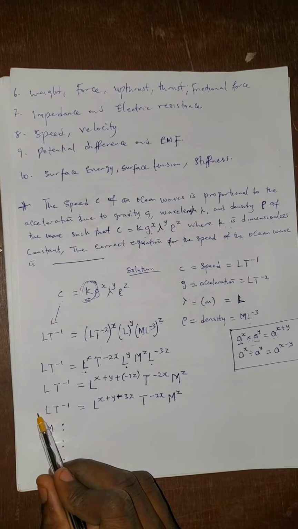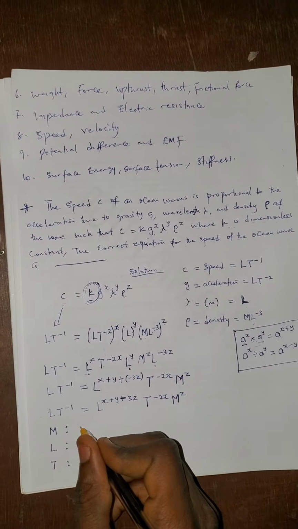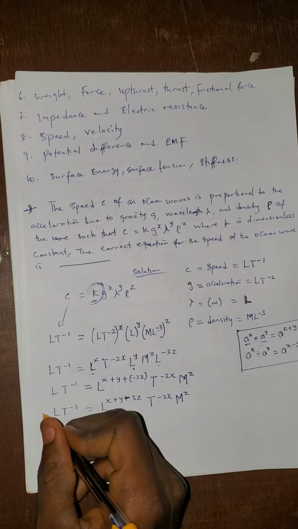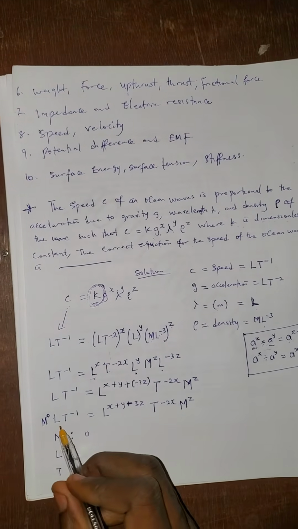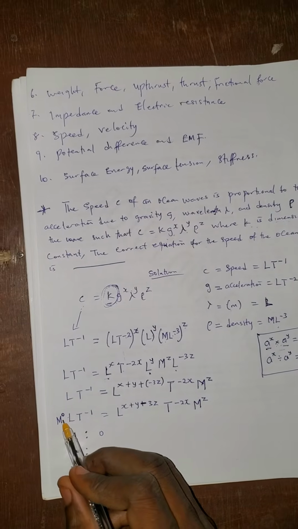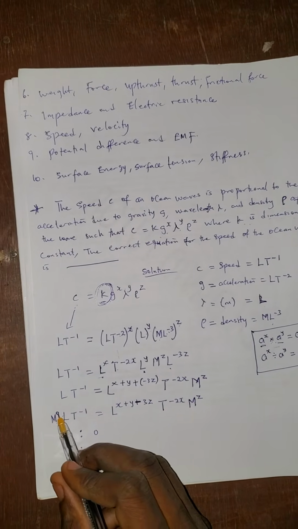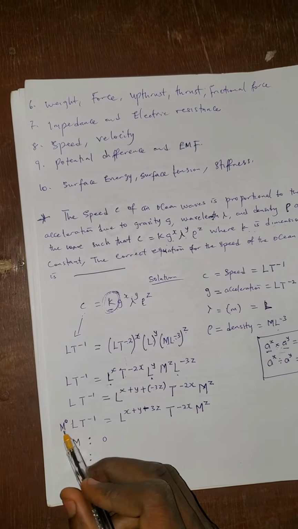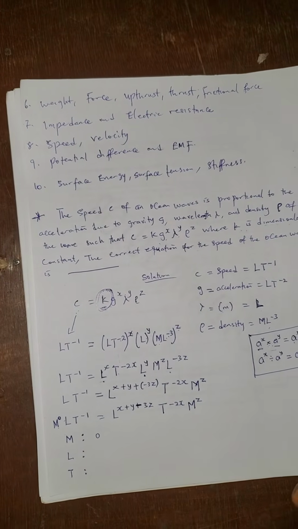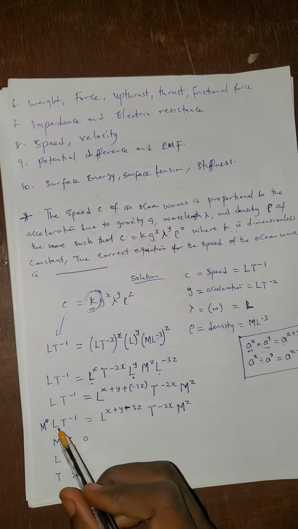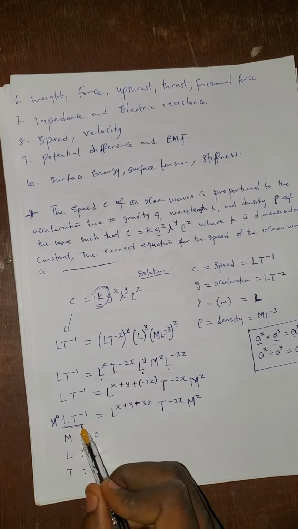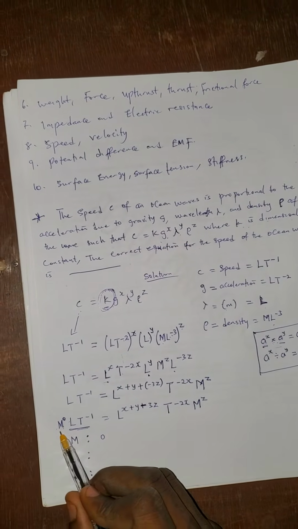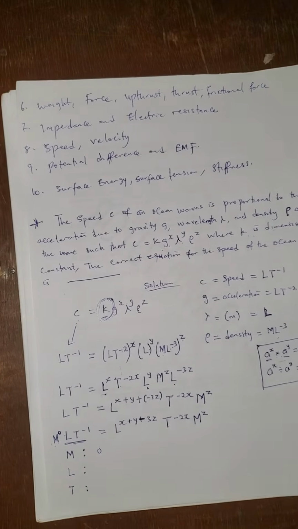Let me start from the first one here. Do we have M at the left side? We don't have. So the power of M, we are going to include it to be M raised power 0. Don't forget, we don't have M initially, but we include it as M raised power 0 because M raised power 0 is 1, so it does not affect anything. So all this LT raised power minus 1 multiplied by 1 is still equal to LT raised power minus 1.